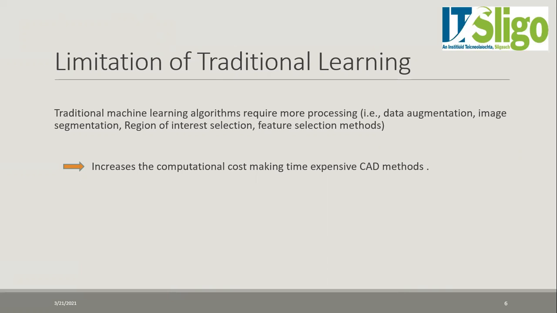These are some computational limitations we have right now, and they are overcome by deep learning models, such as data augmentation, which is done in both deep models and machine learning techniques, image pre-processing and image segmentation, region of interest selection, and then feature selection methods to achieve better classification results. The limitation is that they increase the computational cost and time complexity, which makes the CAD system an expensive method.